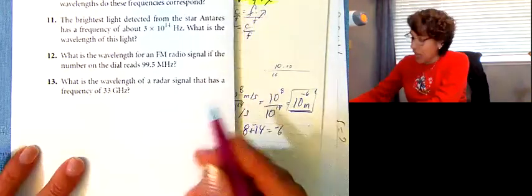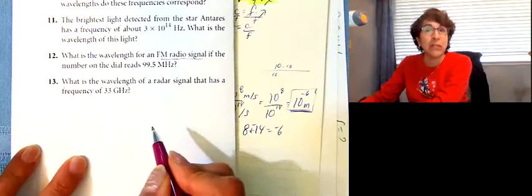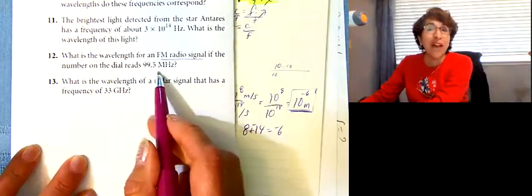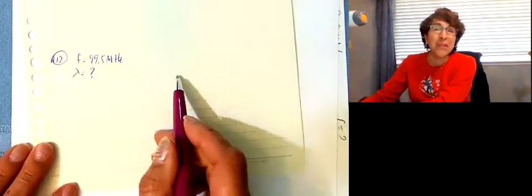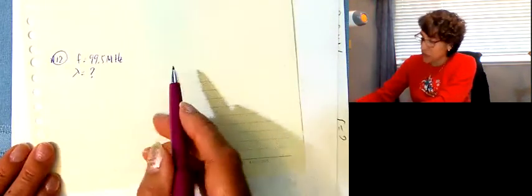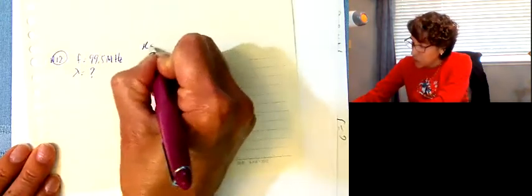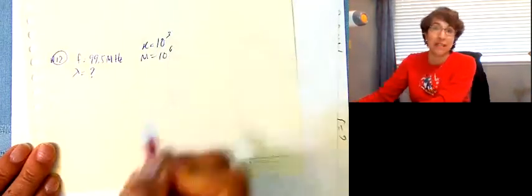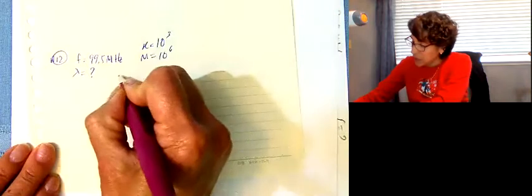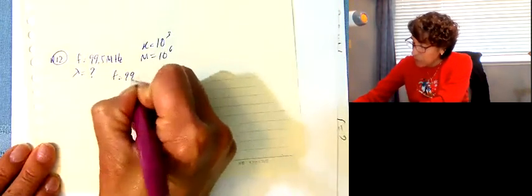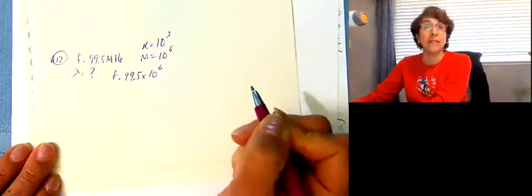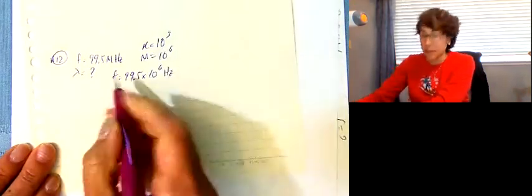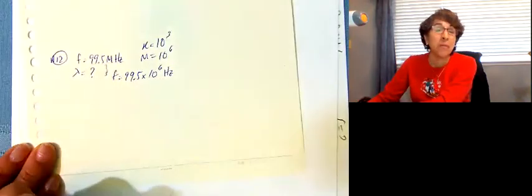What is the wavelength for an FM radio signal on your radio of 99.5 megahertz? All right, so here we have 99.5 megahertz. Well, remember, the units have to be hertz, not megahertz. Kilo is 1,000, and mega is the next one. Mega is 10 to the 6, a million. So the frequency here is 99.5 times 10 to the 6 hertz. I've got to convert it from megahertz to hertz.